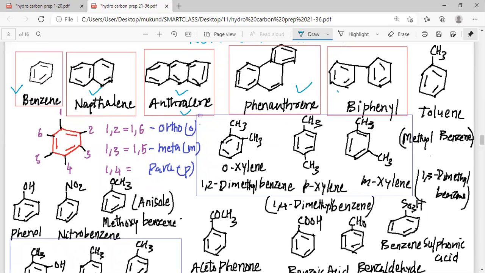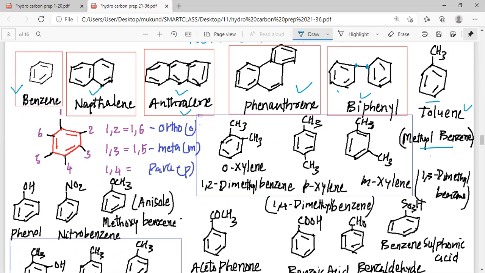If two benzene rings are bonded with each other with a single bond, then we call it biphenyl. Here you can see that there are two carbons which are common, but in biphenyl there is no carbon common between the benzene rings. If benzene has got a methyl group bonded to it, it is known as methyl benzene or toluene.